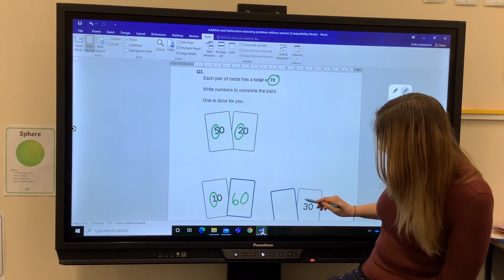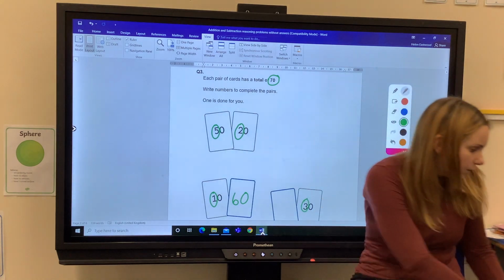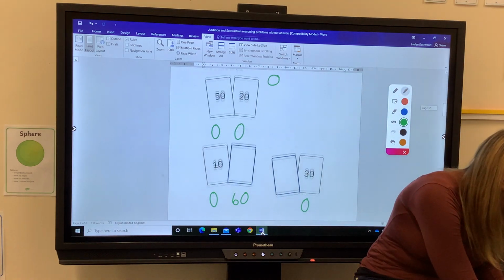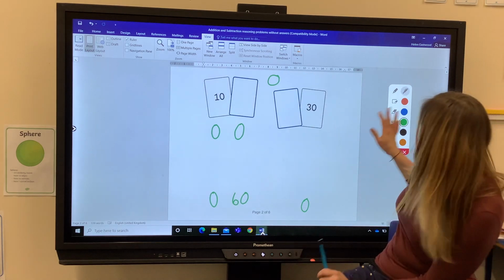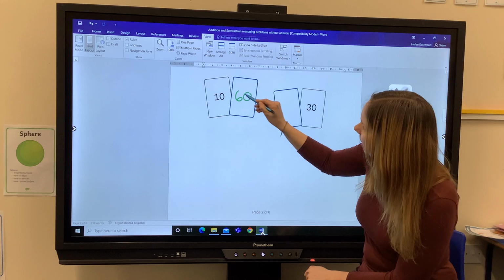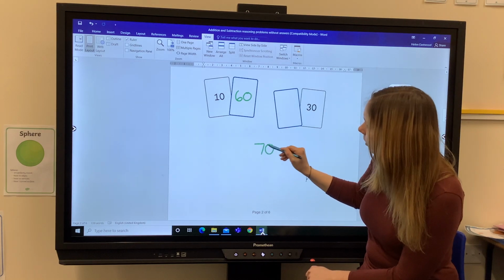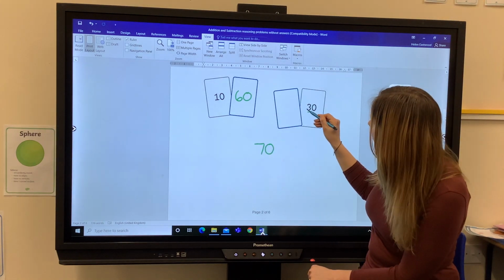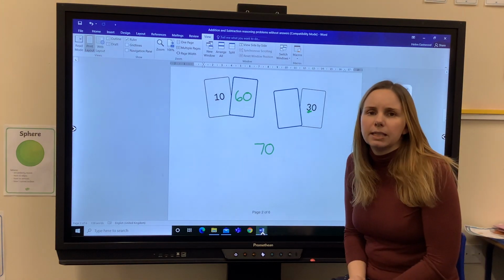Let's have a look at this one. 3 10s. Let me move it up the board so that we can see it properly at home. So this one, we had 60, we're making 70. Always remember what we're making. 3 10s here. Well, what goes with 3 to make 10?